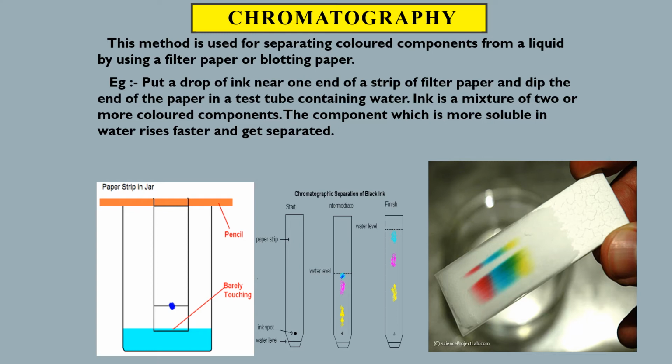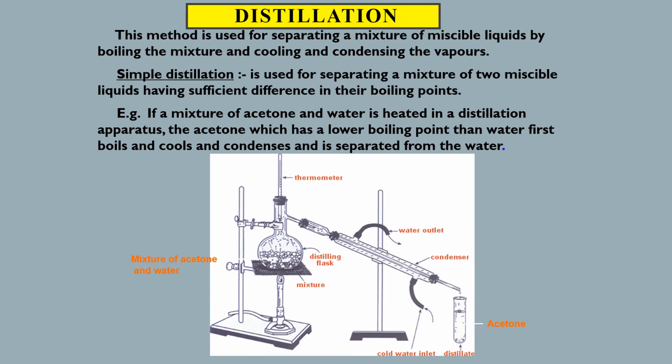Let us move on to the next topic. The next method is distillation. This method is used to separate a mixture of miscible liquids by boiling the mixture and cooling and condensing the vapors. There are two different types of distillation, simple distillation and fractional distillation. Simple distillation is used for separating a mixture of two miscible liquids, having sufficient difference in their boiling points. Example, if a mixture of acetone and water is taken, how will we separate it? It is using a simple distillation column.